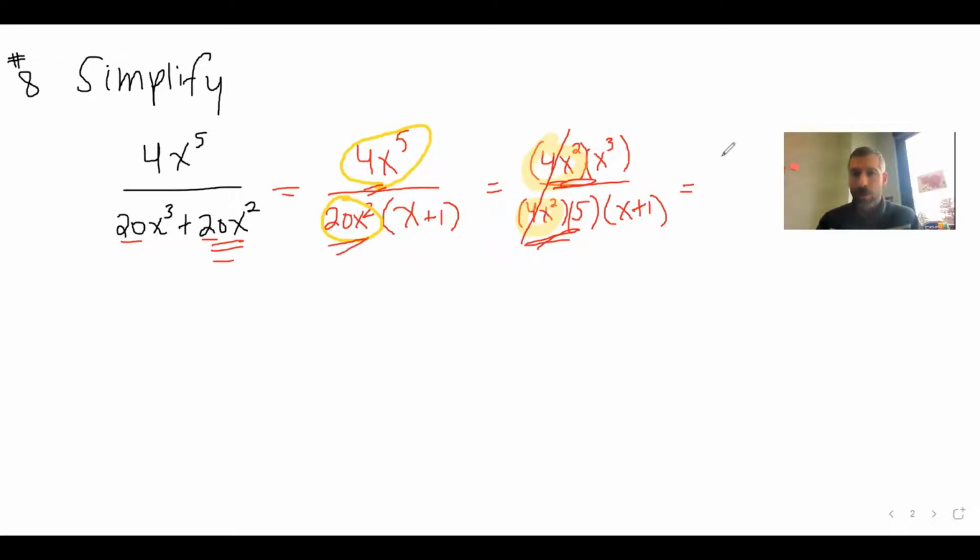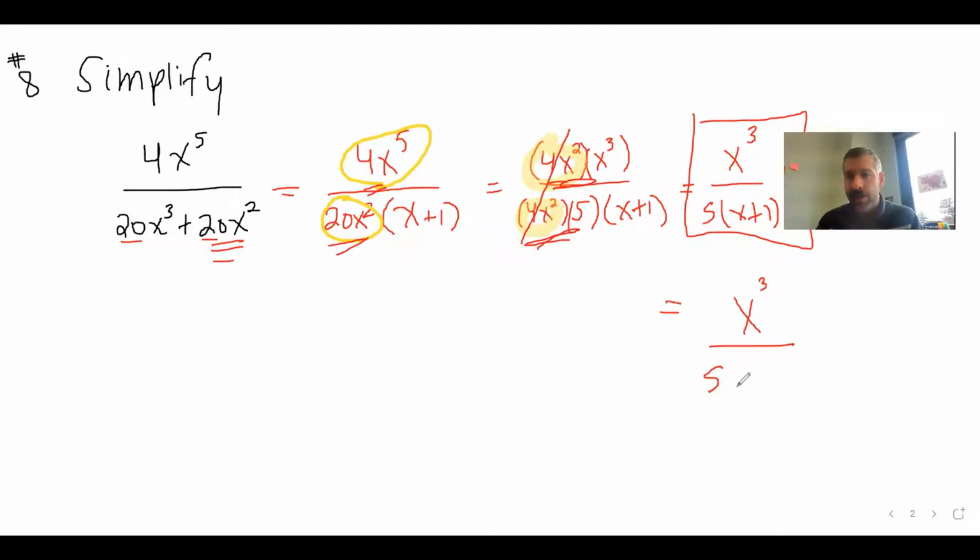What are we left with? We're left with an x to the 3rd on top and a 5 on the outside and an x plus 1 on the inside. The only other thing you could do, first of all, that's your answer. That's simplified. If you also had x to the 3rd over 5x plus 5, that is also correct. Tomato, tomato in that scenario.